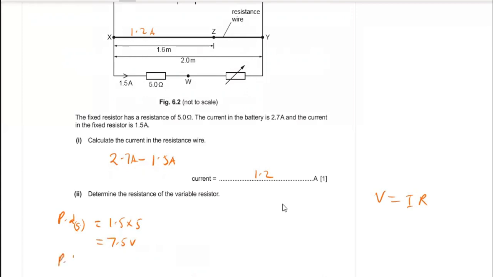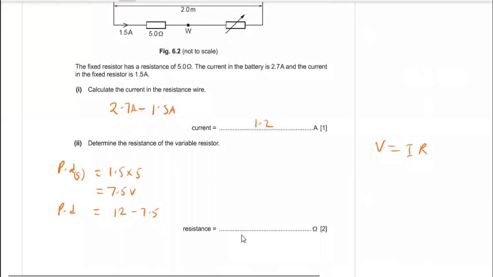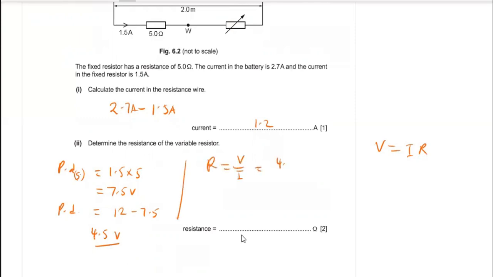Therefore, the PD across the variable resistor will be 12 minus 7.5, which gives us 4.5 volts. So the resistance, given by V over I, will be 4.5 volts divided by the current. The same current flowing through the 5 ohm resistor flows through the variable resistor because they are in series. There's no other way this current can flow. So that will be 4.5 over 1.5, which gives us 3. To two significant figures, we write 3.0 ohms. Good.